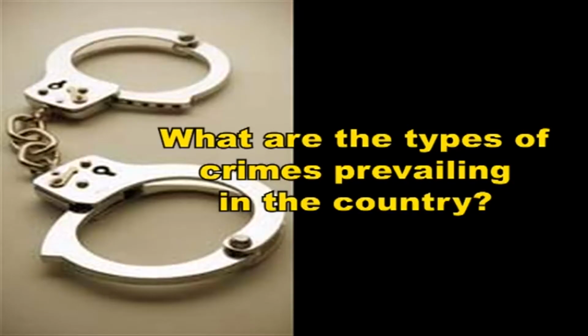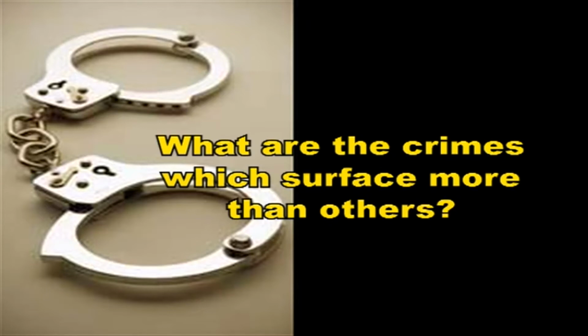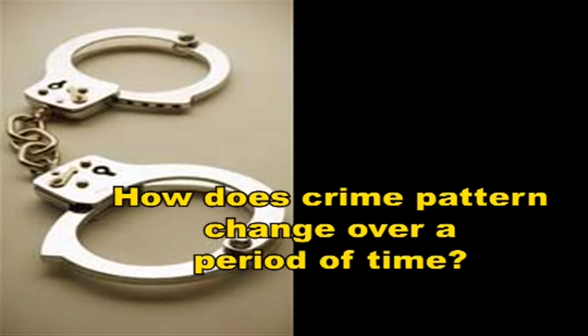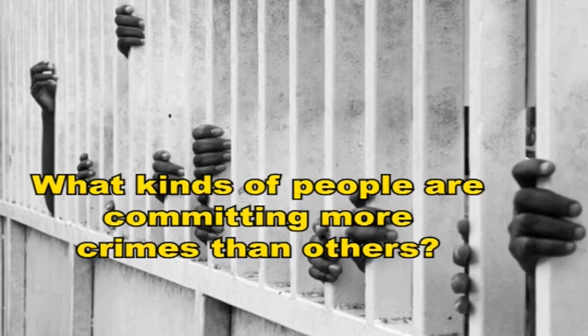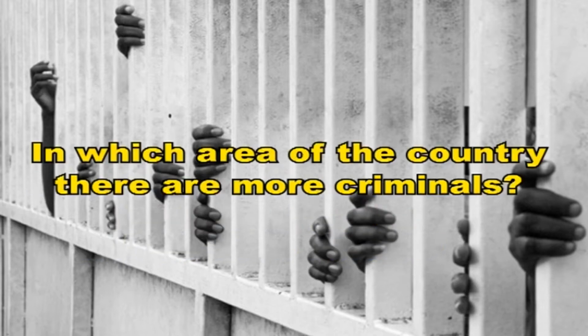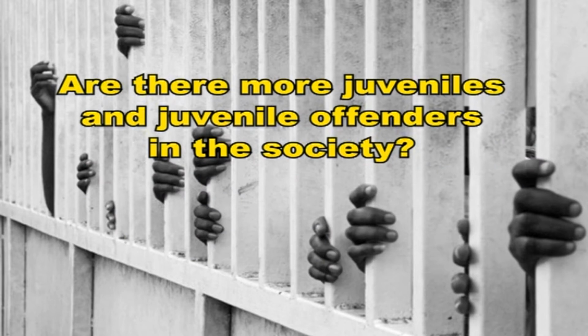Some questions are relevant from the socio-economic point of view. They are: what are the types of crimes prevailing in the country? What are the crimes which surface more than others? How does crime pattern change over a period of time? What kinds of people are committing more crimes than others? In which area of the country are there more criminals? Are there more juveniles and juvenile offenders in the society?